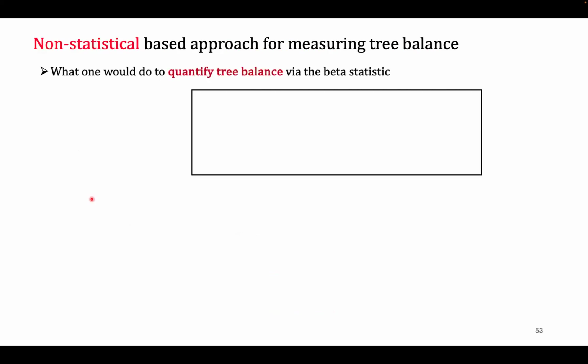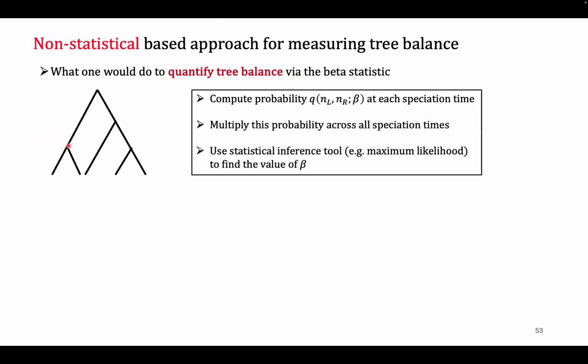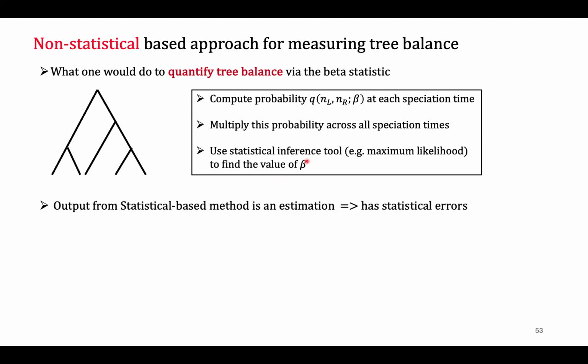Recall that this relates back to the different statistics we use to quantify topologies and the distribution of nodes across trees. So rewind back to tree balance. From before, you have this beta statistic. The way they measure the beta statistic from a given tree topology is basically statistical inference. You compute this probability at each speciation time, multiply them across the tree, and then use maximum likelihood to find the best estimate for the beta parameter. This beta parameter is used to measure the balance of a given phylogeny. This is a statistical method, so it's prone to statistical errors.